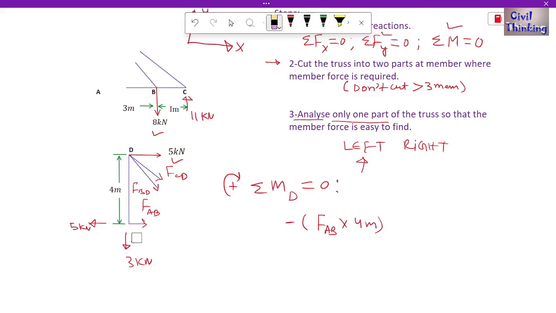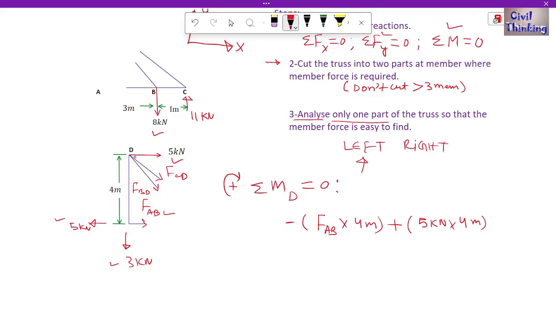Now 3 kilonewton, as you can see, the line of action of 3 kilonewton is passing through D, so the moment due to 3 kilonewton at D is going to be 0, so we will not consider this. Now 5 kilonewton will exert a moment like this, it is a clockwise moment, so the moment due to 5 kilonewton is positive. I will write a positive sign here: 5 kilonewton multiplied by the normal distance between the force and the point, which is 4 meter.